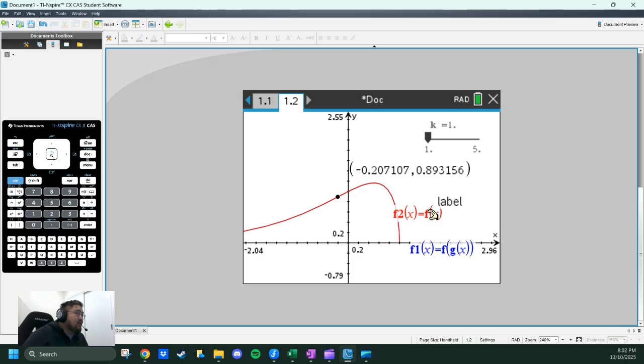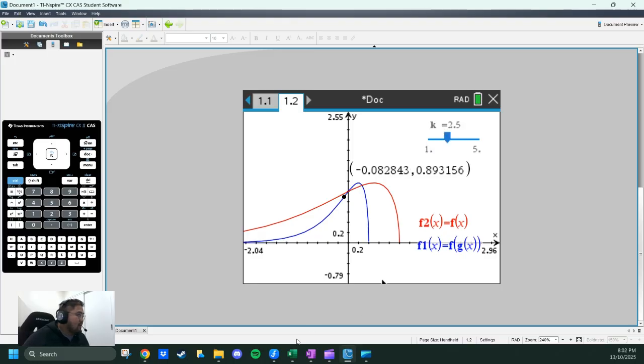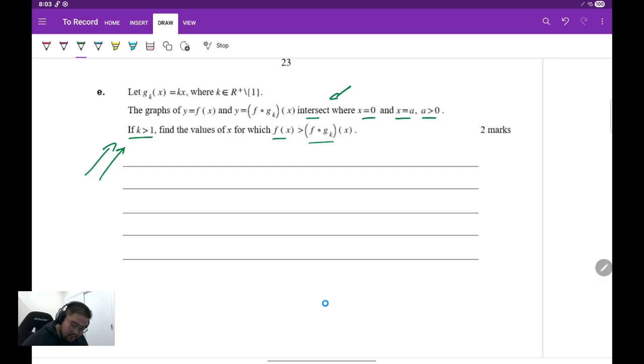So at the moment, k is equal to 1, f o g is as such. If I change the values of k, you can see that graph turns as such. Okay, so let's understand what the question's asking us now. The graphs of f of x intersect where x equals 0 and x equals a. If k is greater than 1, find the values for which f of x is greater than the f o g graph.